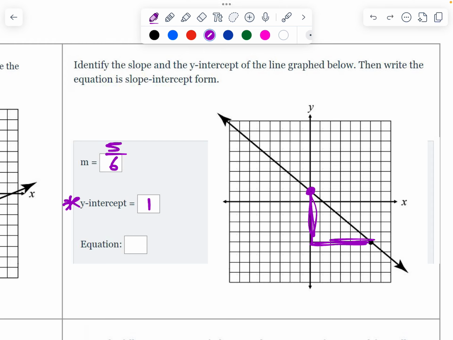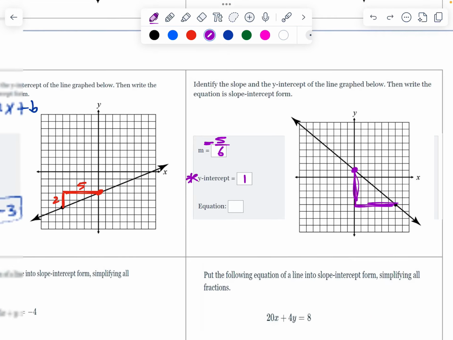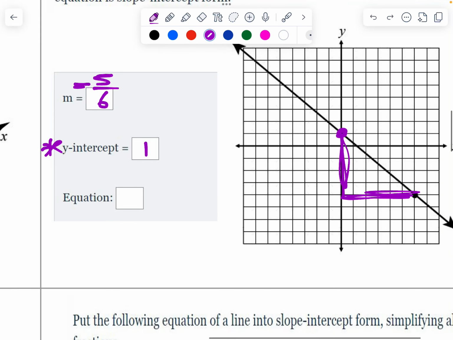Okay. Now, before I move on, look at what this line is doing. It's going downhill. Downhill. So that means I need that slope to be negative. Okay. So there it is. And so now when we have m and b, this is b, remember, I'm doing the same thing. Y equals mx plus b. So y equals m, which is -5 over 6, plus 1.